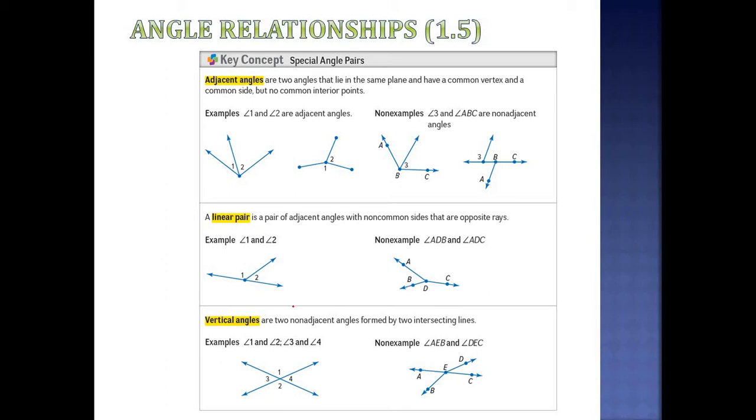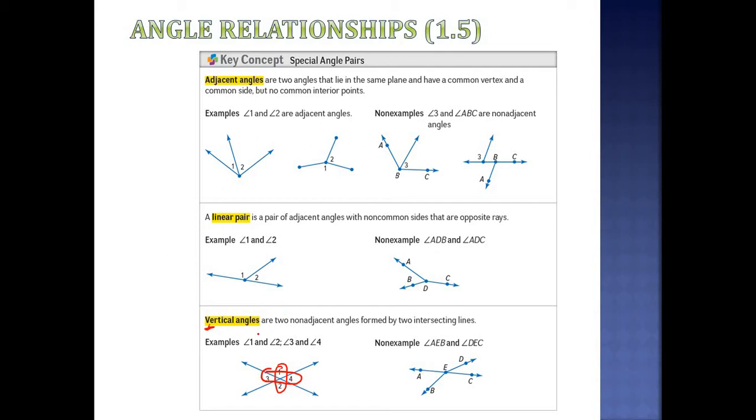And then vertical angles are two non-adjacent angles formed by two intersecting lines. Examples here are angles 1 and 2. Basically, when you see the word vertical angles, think of the first letter in vertical. They make V's almost. Okay? So in this case, these two angles here are vertical, and these two angles here are vertical. Angles 1 and 2 and angles 3 and 4.